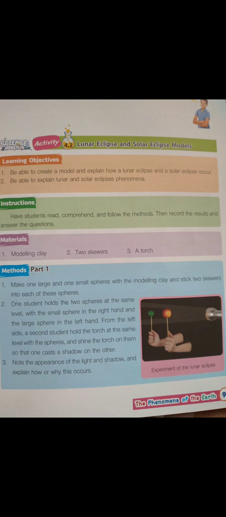Learning objectives: number 1, be able to create a model and explain how a lunar eclipse and a solar eclipse occur. Number 2, be able to explain lunar and solar eclipse phenomena. Instructions: read, comprehend, and follow the methods, then record the results and answer the questions. Our materials are modeling clay, 2 skewers, and a torch.